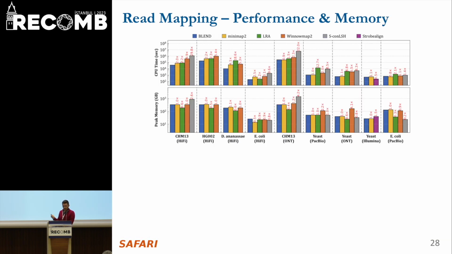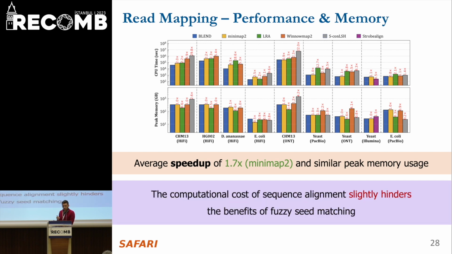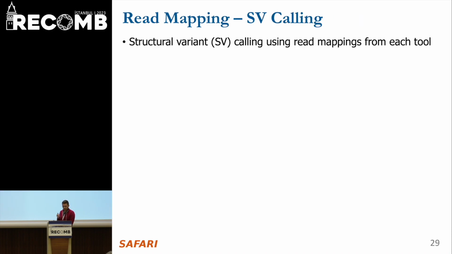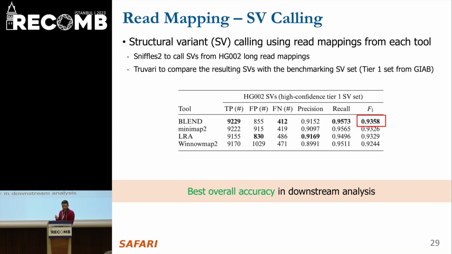So for read mapping, again, we have an average speed of 1.7x compared to Minimap2 and similar peak memory usage. But what we also observe is that the computational cost of sequence alignment slightly hinders the benefits of fuzzy seed matching. So we also perform structural variant calling using Sniffles2 and Truvari. And what we find is that BLEND leads to generating the best overall accuracy in downstream analysis. So this is basically the tier 1 high confidence sets from the Genome in a Bottle data set.